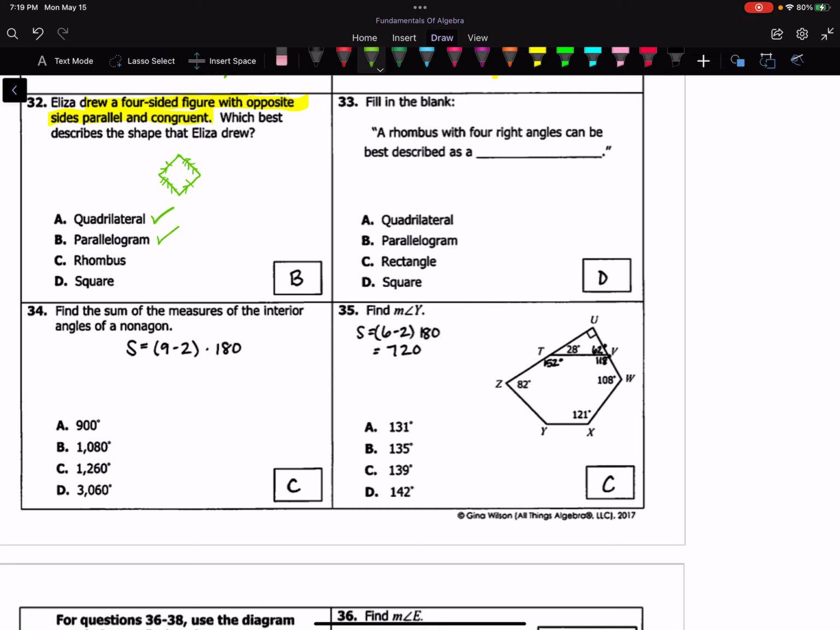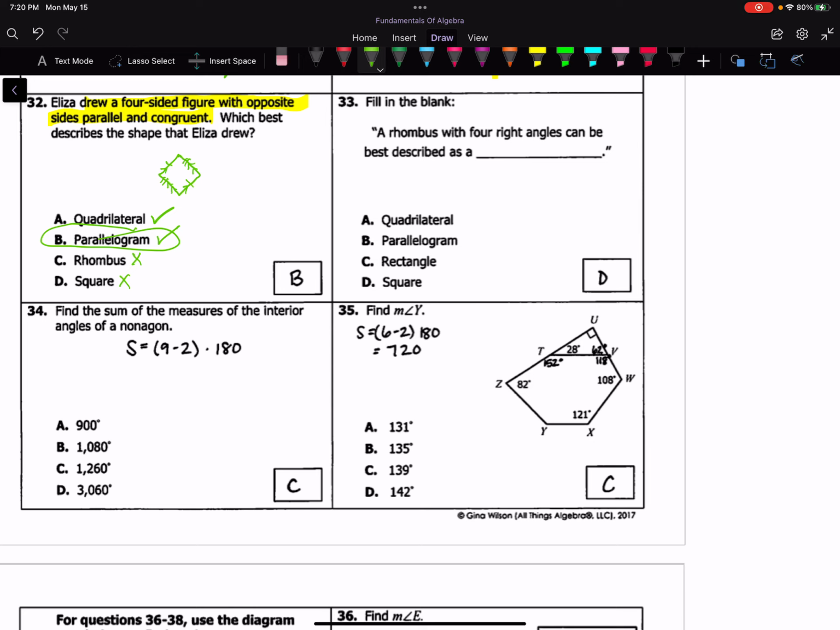Is it a parallelogram? Yes, it is. We've got opposite sides parallel and congruent. Is it a rhombus? No, it is not a rhombus because that has to have all sides equal, or it has to have non-90-degree angles. And is it a square? Well, it has 90-degree angles, but we don't know if the sides are the same. So the best answer here is parallelogram.